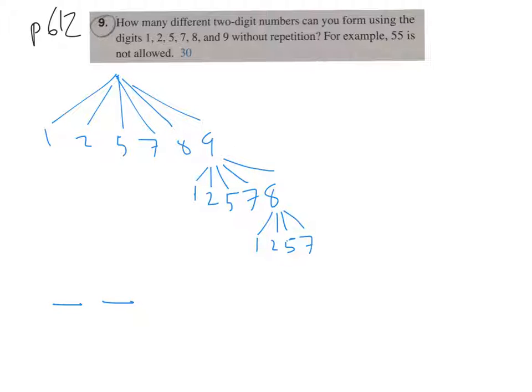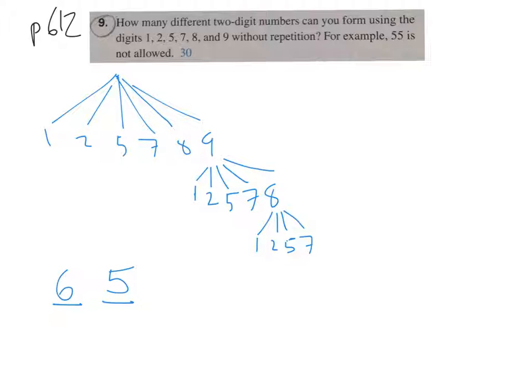The first slot is going to represent the number of choices we have for the first number. Well, we can choose any of the 6 numbers for the first number, right? 1, 2, 5, 7, 8, or 9. So that means this first slot we're going to have 6. We can choose any of the 6 numbers. Now for the second slot, since there's no repetition allowed, whatever we pick for the first slot, we can't pick that again for the second slot. So that only leaves us with 5 other numbers we can choose from.